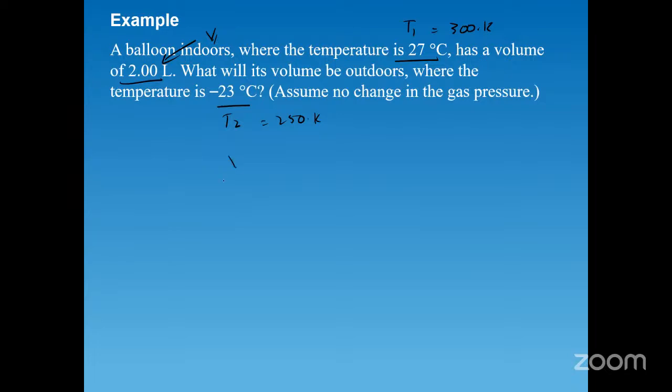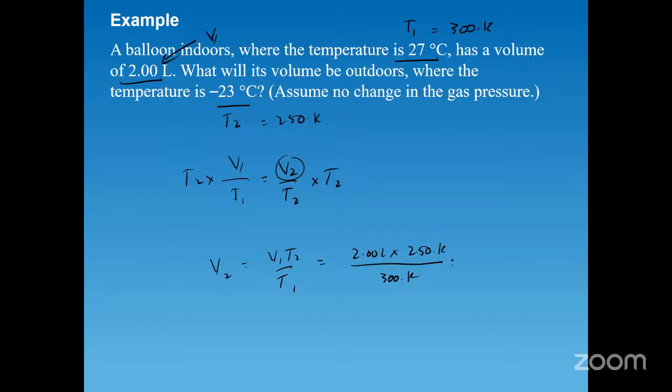All right. V1 over T1 is equal to V2 over T2. What the question is asking for is V2. So to get V2, I would multiply both sides by T2, and you're going to end up with V2 equal to V1 T2 over T1. Then we put the numbers in: V1 is 2.00 liters times T2, which is 250 Kelvin, divided by T1, which is 300 Kelvin. So let's see what that gives: 2 times 250 divided by 300. According to my calculations, this works out to be 1.67 liters, because the Kelvin units cancel out there.